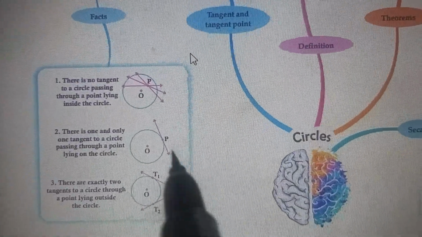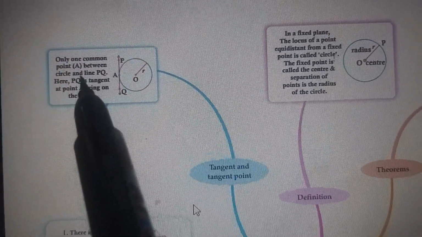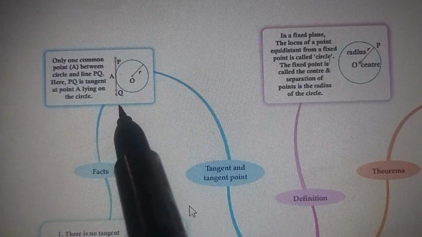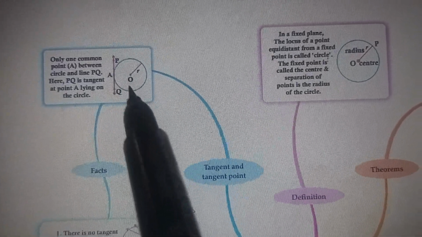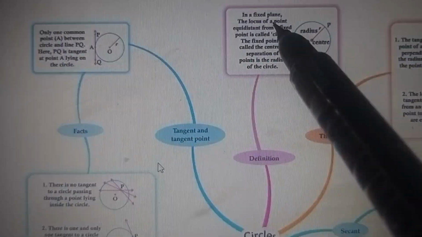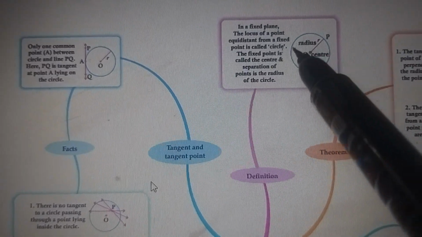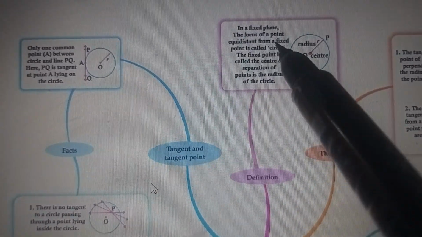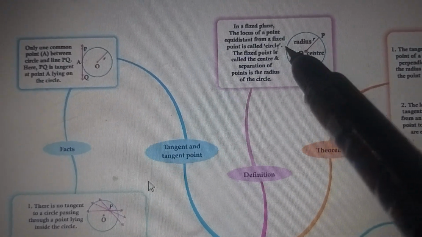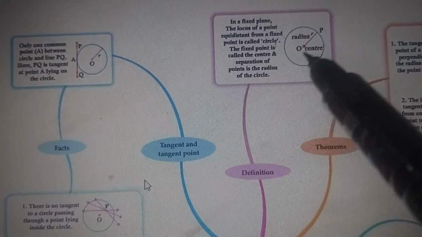So two tangent lines, here one only. Okay, here only one common point between the circle and line PQ is there. It is a tangent at a point A lying on the circle. Okay, tangent and tangent point facts. Definition is, in a fixed plane the locus of a point, that is this one is a circle, equidistant from a fixed point is called a circle. The fixed point is called the center O and the separation of points is the radius of the circle.